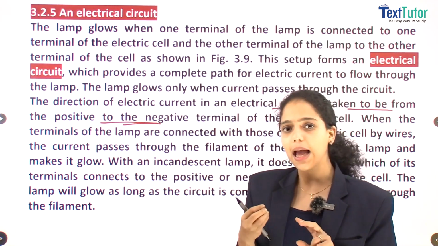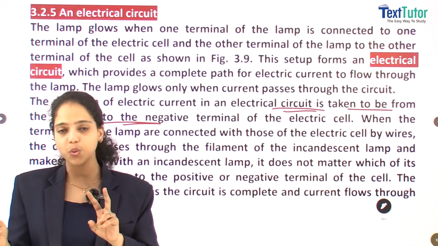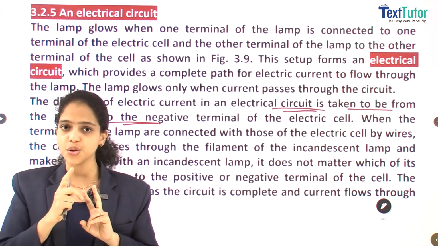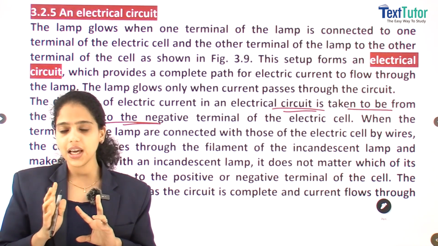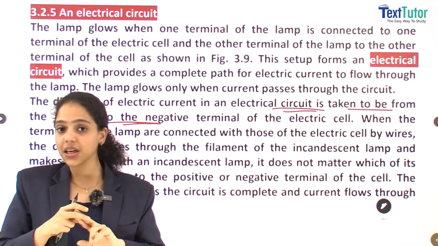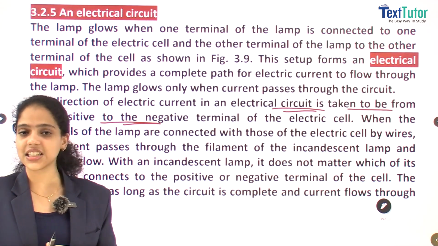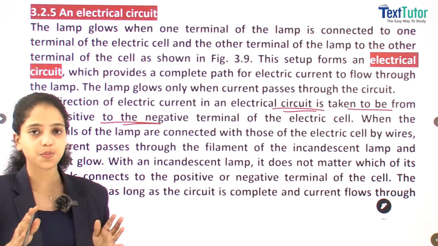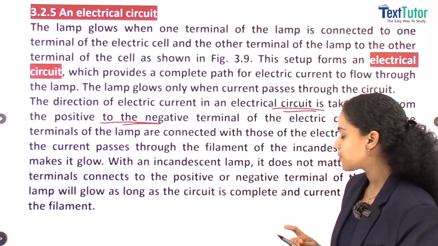The incandescent lamp will glow when the circuit is complete. One terminal should be connected with one terminal of the cell and the other terminal with the other terminal of the cell. That must be the condition for an incandescent lamp to glow.